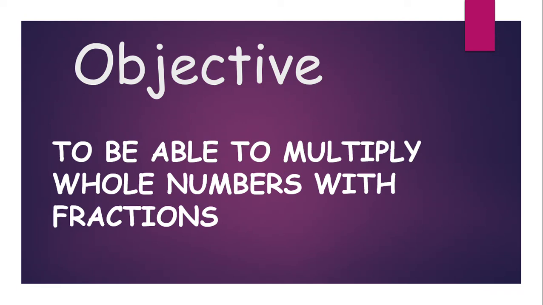Our objective for today is to be able to multiply whole numbers with fractions. So let's start with a whole number 3 multiplied by a half. Now, when you have this kind of multiplication, you will be changing the whole number into a fraction. So when you change it into a fraction, it becomes 3 upon 1.